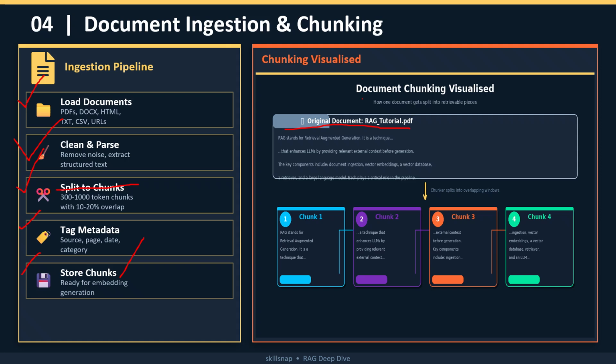For example, in chunk 1, it is: RAG stands for Retrieval Augmented Generation. It is a technique that, you can just underline this one, a technique that. Now, my chunk 2 will start with this line: a technique that enhances LLMs by providing relevant external context. Now, my chunk 3 will again start with external context before generation. So whatever is highlighted is the chunk overlap, and these chunks are the document which is split.